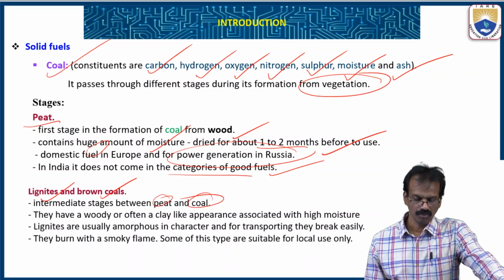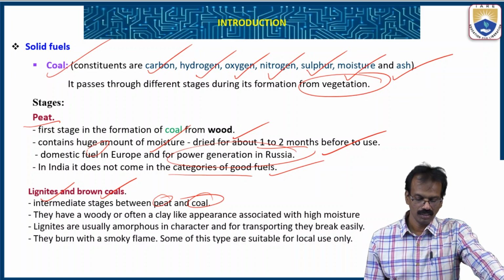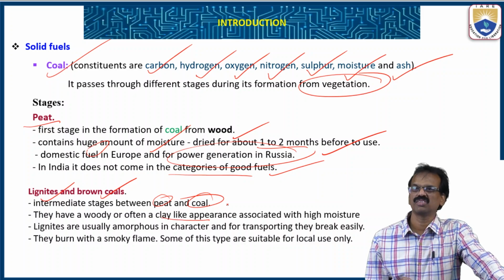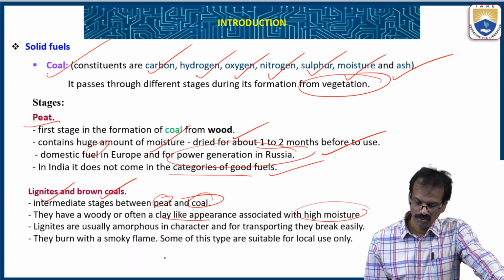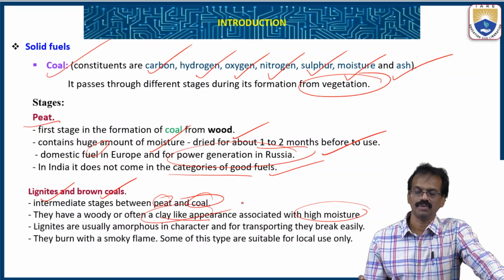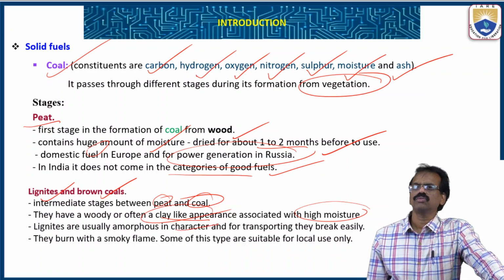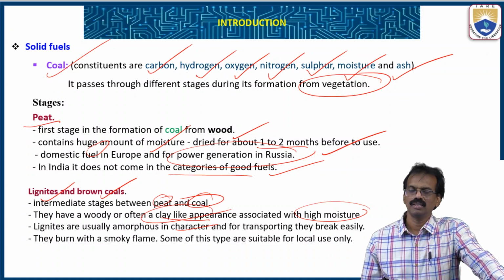They have a woody or often clay-like appearance associated with high moisture. It means it has high moisture. The appearance of this type of coal is woody or clay-like. Lignites are usually amorphous in character, so for transporting purposes they can break easily.